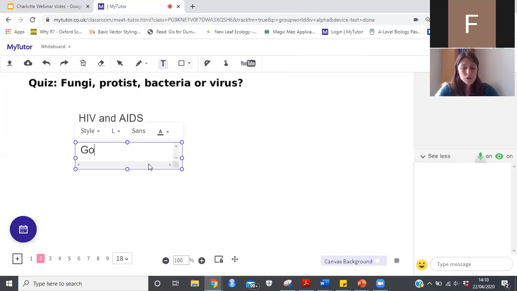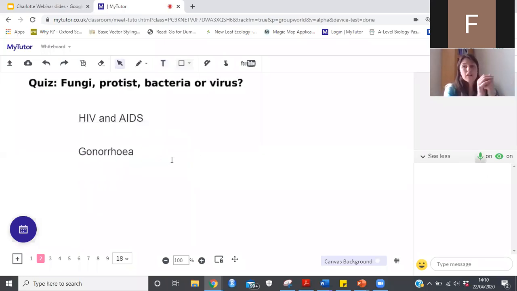Okay, how about, oh, excuse my terrible spelling, gonorrhea. Oh dear. There we go. So we talked about gonorrhea. Gonorrhea is an STD. It's passed on through sexual intercourse. Is that a bacterial pathogen, a protist pathogen, a virus, or is it fungal? Good, lots of people saying bacteria. That's completely right. So gonorrhea is a bacterial disease.